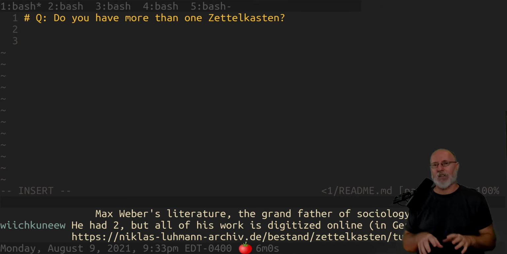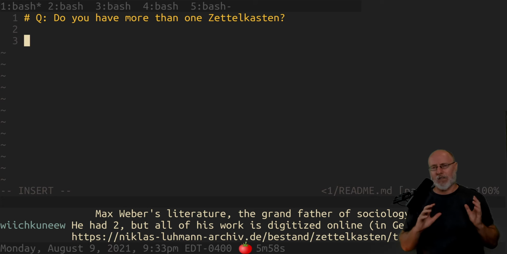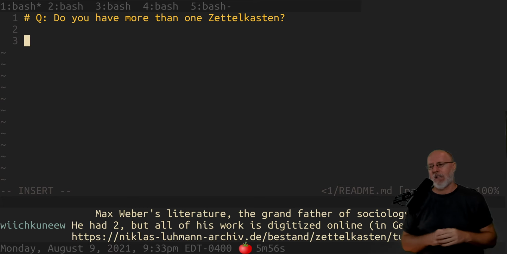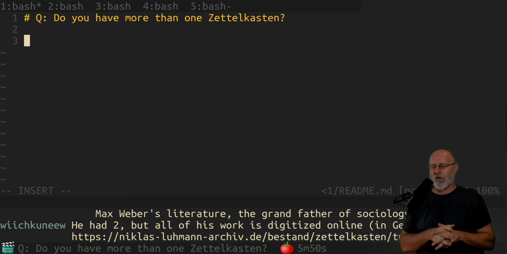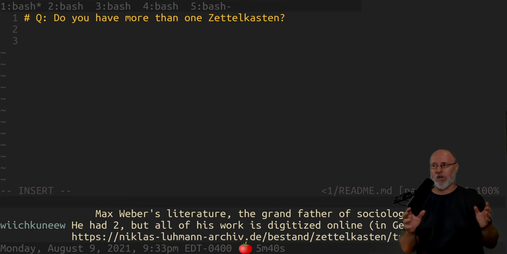I dumped everything into my single Zettelkasten, and he had two, but all of his work is digitized online. Yeah, he did have two. I wonder how he separated them out, or if he just ran out of space. It'd be really interesting to know. So I know a lot of people who use separate Zettelkastens very successfully.